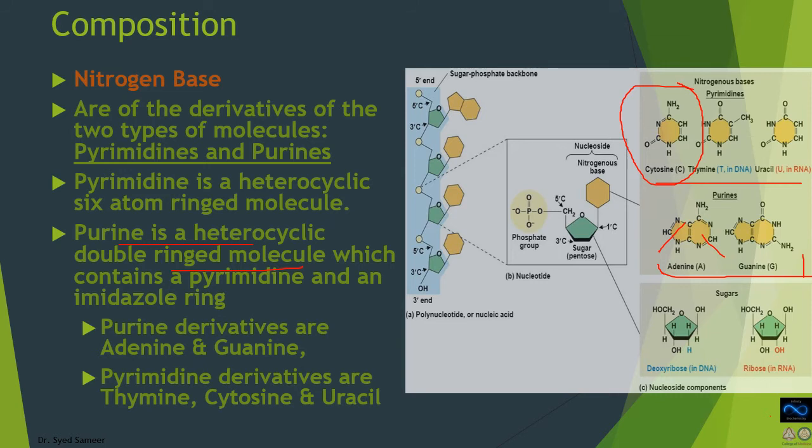So the purine derivatives which are present in the nucleic acids are adenine and guanine, as you can see here, and the pyrimidine derivatives present in the nucleic acids are thymine, cytosine and uracil, as seen here.